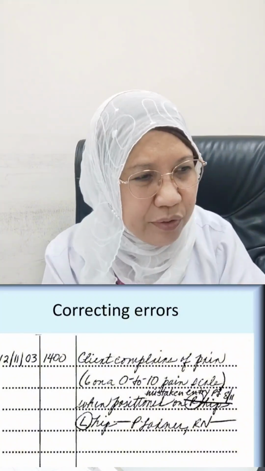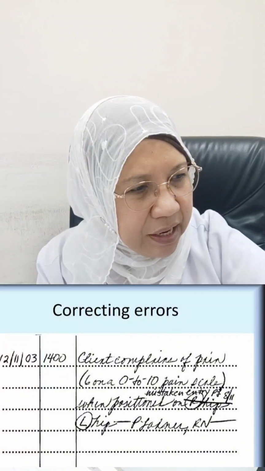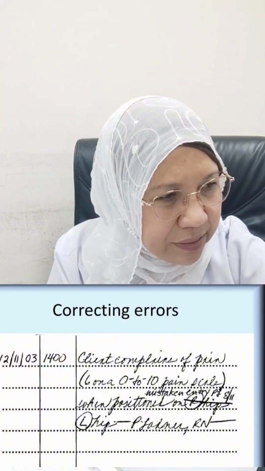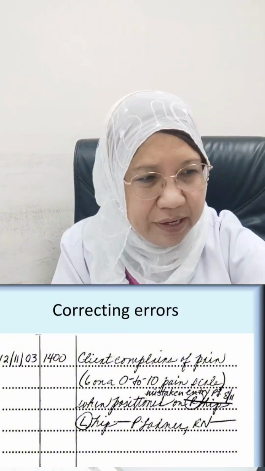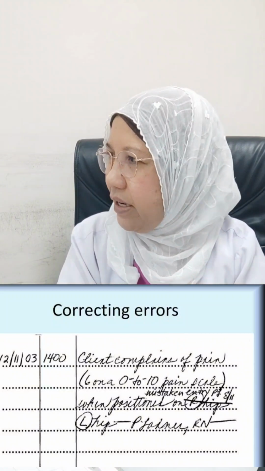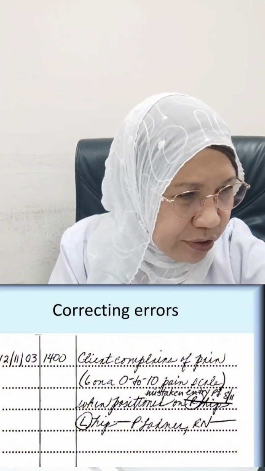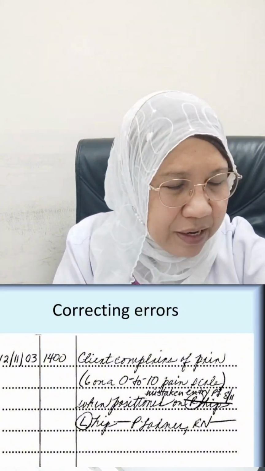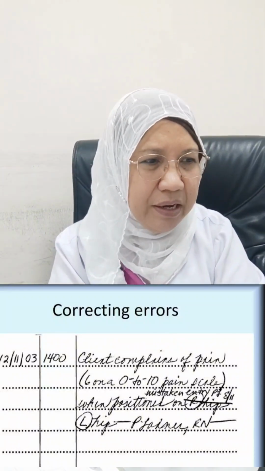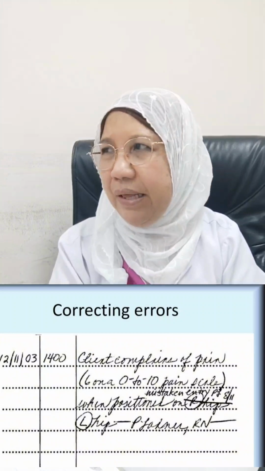So what I will do now, since this is my mistake, is cross out one line only. On the top I write ME, better ME, no need to write mistaken entry. ME and your initial. Then you continue, and this is your signature, your date, name, and signature. Clear? That is my mistake: I should have written left hip, but I wrote right hip. That is what you call a mistaken entry in the nurse's note.